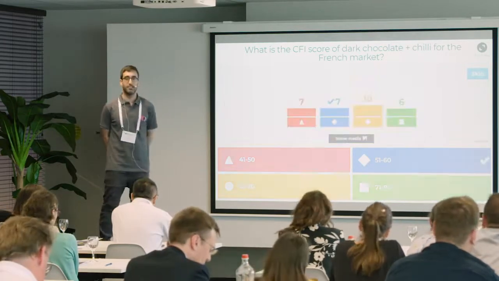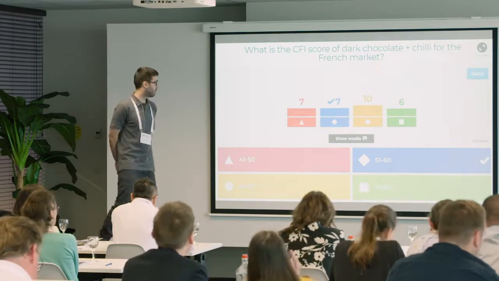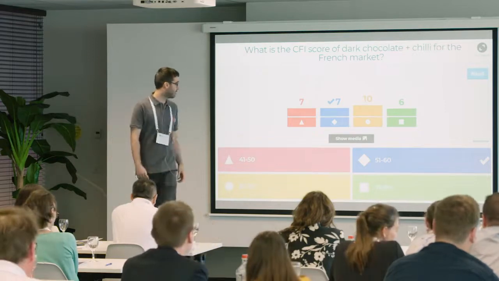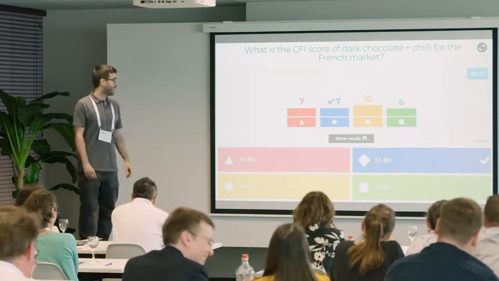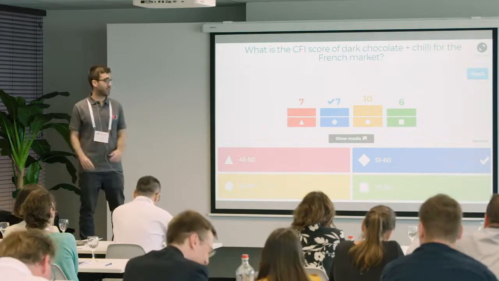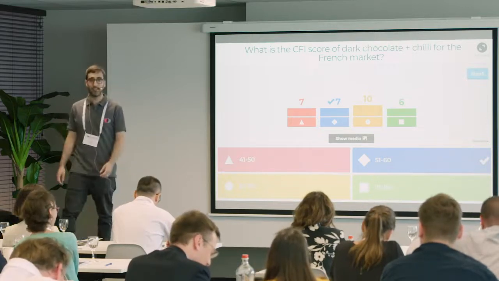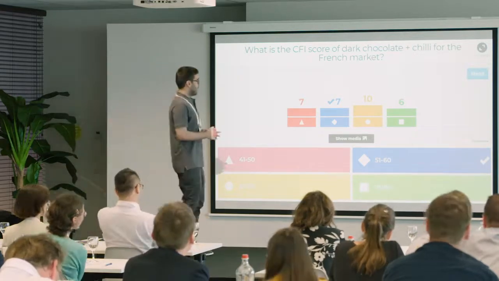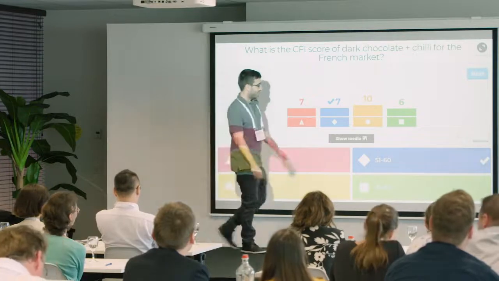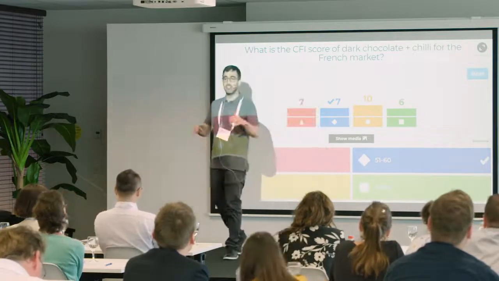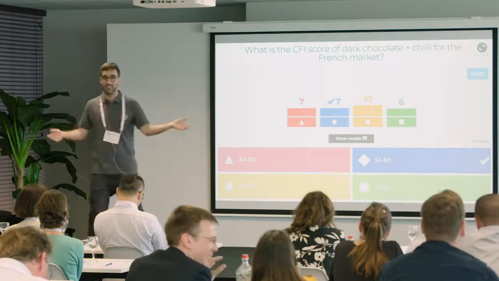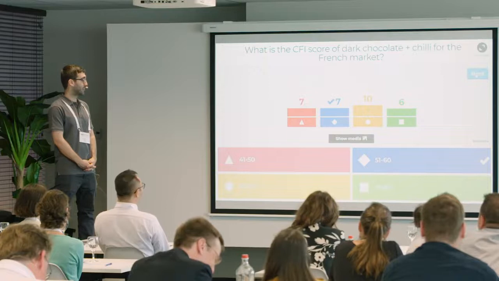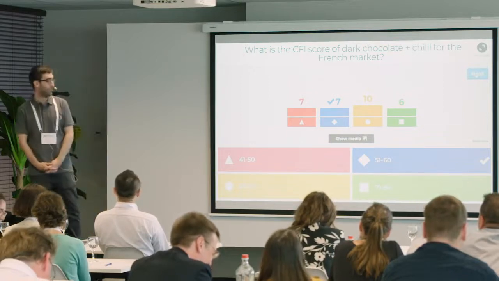OK, so there's no consensus, it's a bit of everything. At the end of the game, we can go to the slides and we will see who made the good choice. This is the right choice, but afterwards we will see the metrics and you will understand why this is the proper CFI score for this dark chocolate and chili pepper combination.